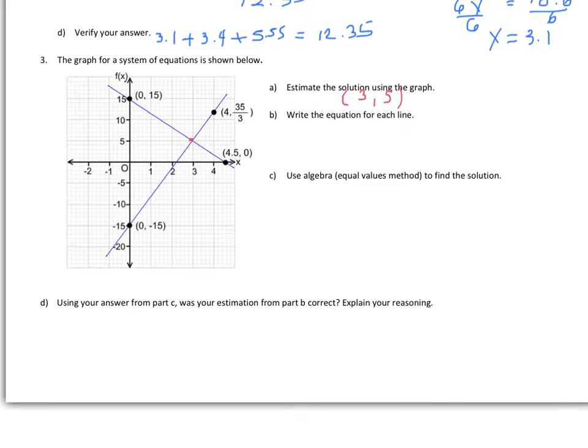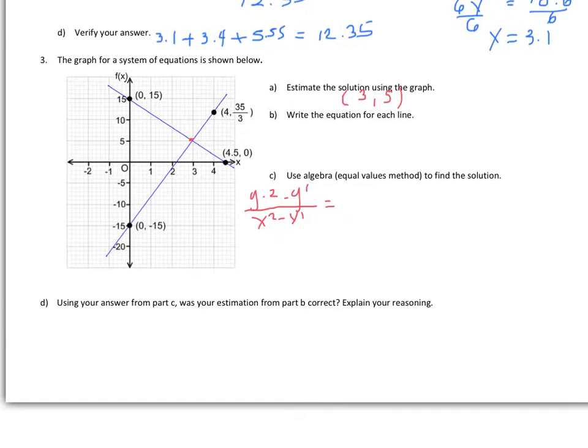And it says write an equation for each line. This could be a little tough because we've got some unusual slopes here. So let's take a look at this first one here. Remember, I'm going to skip down to the space for C to show this to you. y2 minus y1 over x2 minus x1 is my formula for slope.